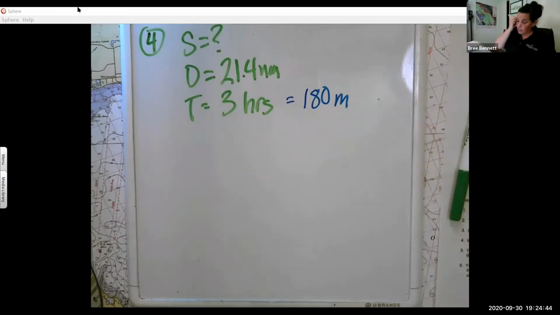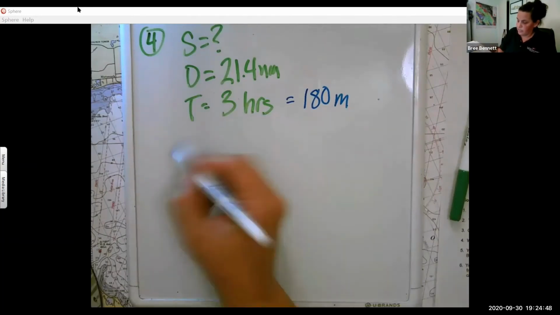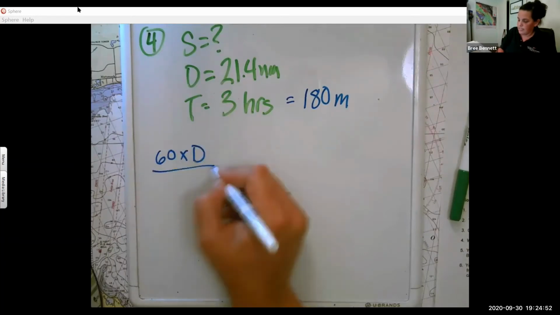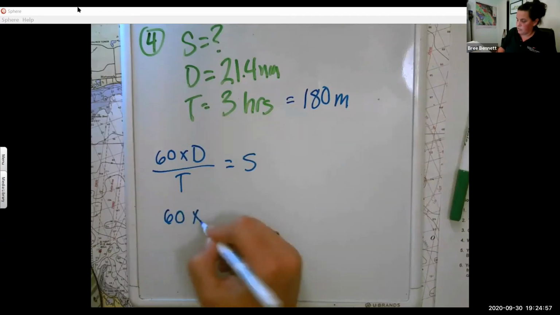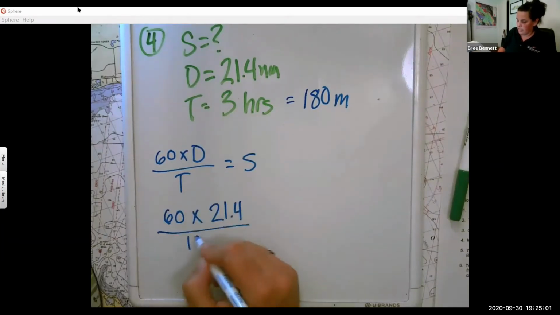Make sense? Okay. So I'll do our 60 D street. We're looking for speed, so we have 60 times distance divided by time gives us speed. 60 times 21.4 divided by 180.